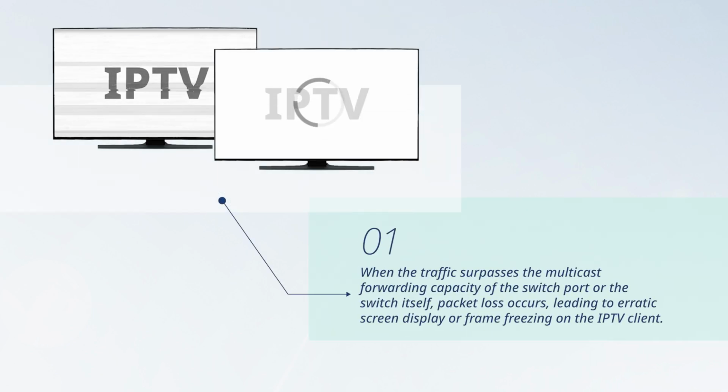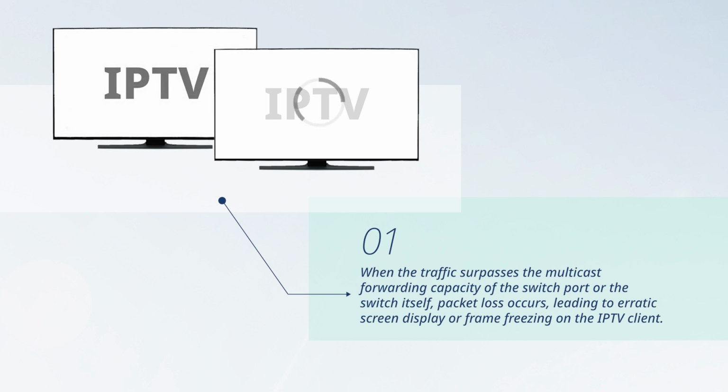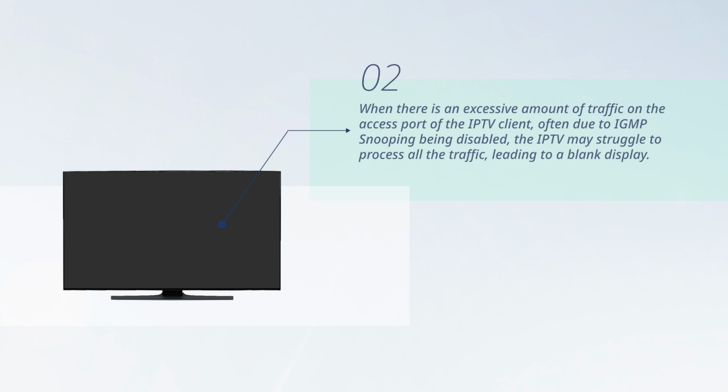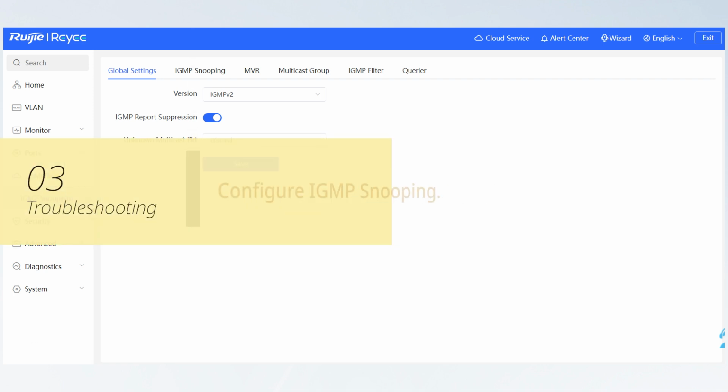First, when the traffic surpasses the multicast forwarding capacity of the switch port or the switch itself, packet loss occurs, leading to erratic screen display or frame freezing on the IPTV client. Next, when there is an excessive amount of traffic on the access port of the IPTV client, often due to IGMP snooping being disabled, the IPTV may struggle to process all the traffic, leading to a blank display. To resolve the issue, first, configure IGMP snooping.